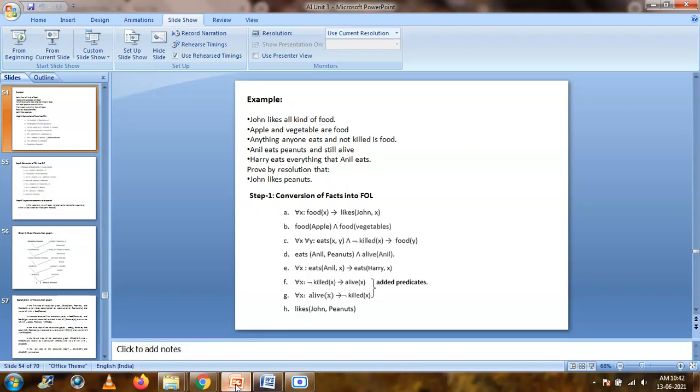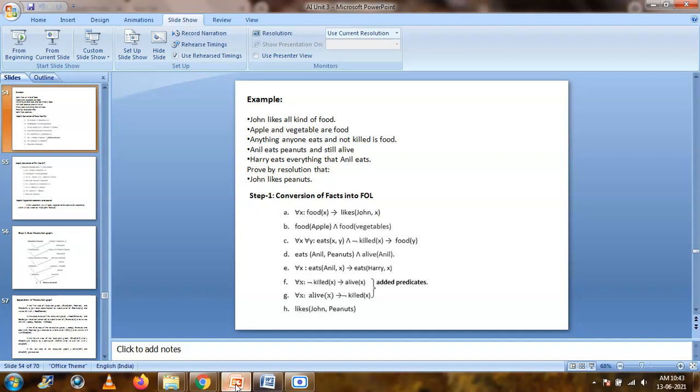Example: John likes all kinds of food. Apples and vegetables are food. Anything anyone eats and is not killed is food. Anil eats peanuts and is still alive. Harry eats everything that Anil eats. Prove by resolution that John likes peanuts.